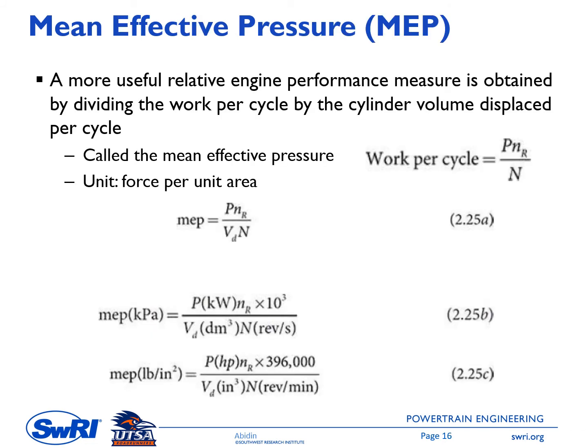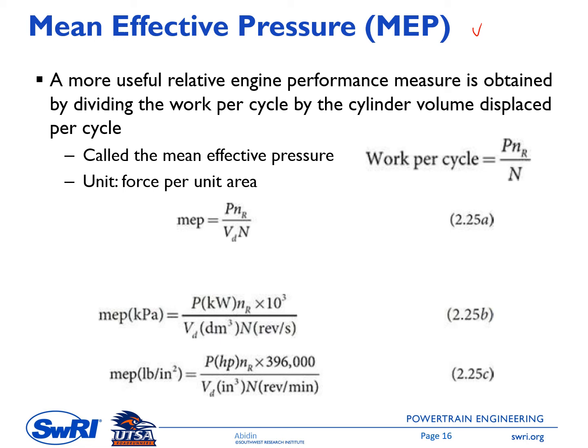The next parameter is mean effective pressure. As I mentioned to you, we have learned about this parameter in Thermo 1 and Thermo 2. A more useful relative engine performance measure is obtained by dividing the work per cycle by the cylinder volume displaced. When we talk about engine torque and engine power, they depend on the engine size. So we want a parameter that is independent of the engine size, and this is mean effective pressure.